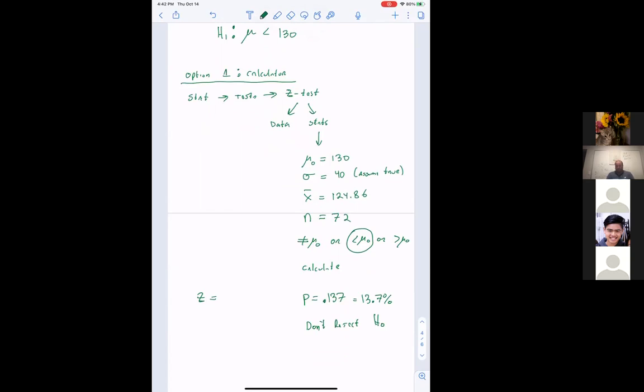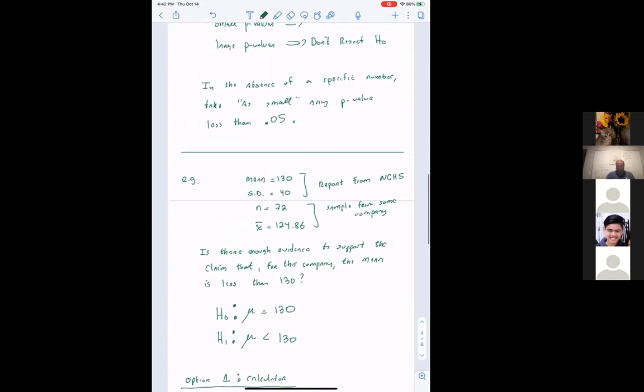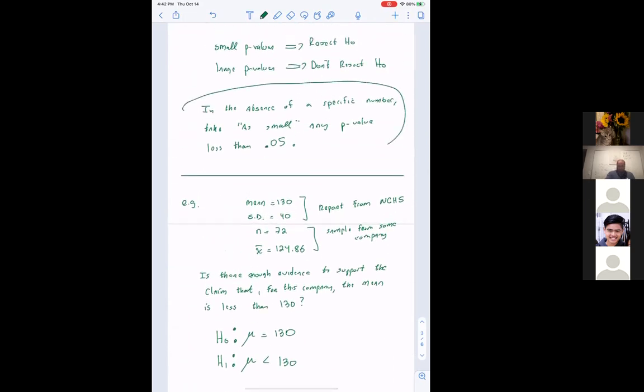Does that make sense for the p-value approach? Yes, good. The other, what's the lowest probability? Well, in the absence of a specific number, 0.05 is going to be your cutoff. So in this example, they did not give me a specific number, so I'm going to use 0.05. And 13.7% is not less than 5%. So we do not reject the null hypothesis. Yes?